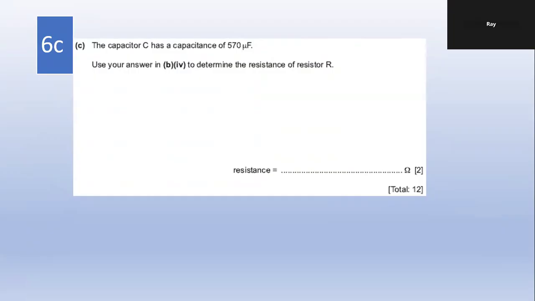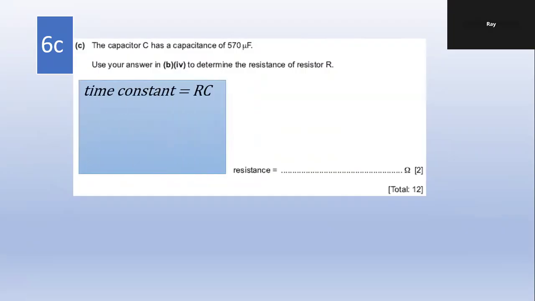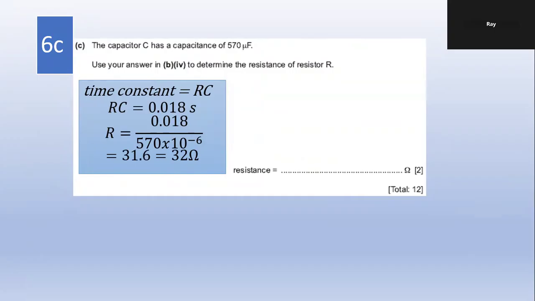Capacitor C has a capacitance of 570 microfarad. Use your answer in part 4 to determine the resistance of the resistor. The time constant is RC. The RC is 0.018, we just calculated it. Then calculate your R. Okay. Anything need to explain further? No. Okay.